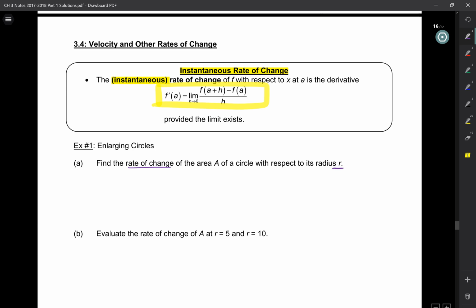r. Okay, so a couple of things here. First of all, rate of change, now that's just derivative. Okay, with respect to its radius r, when we have "with respect to," it means in the end the expression that you come up with is going to have r in there. Okay, or is allowed to have r in there.